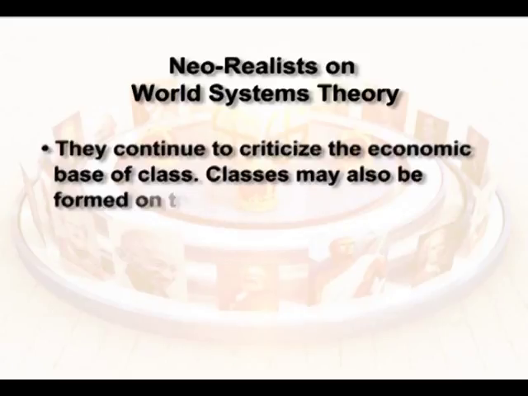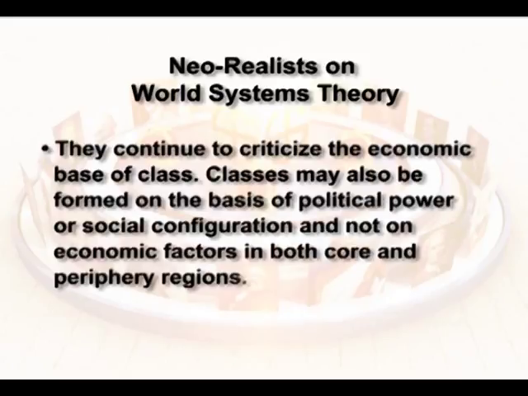The neo-realists continue to criticize the economic base of class. Classes may also be formed on the basis of political power or social configuration and not on economic factors in both core and periphery regions. But the proponents of world systems theory have ignored this reality. To them, economic power is the only power which has a direct impact on the creation of core, periphery, and semi-periphery.